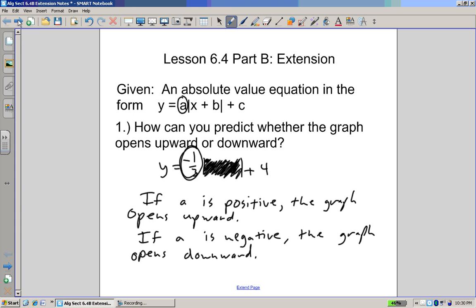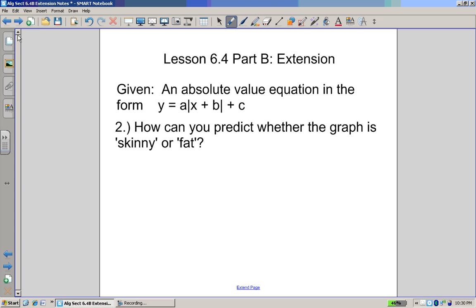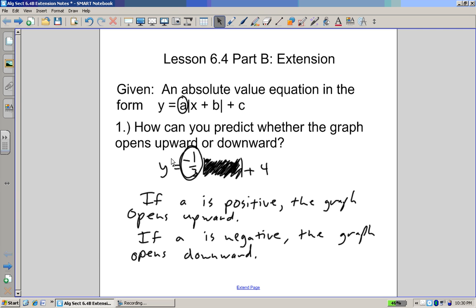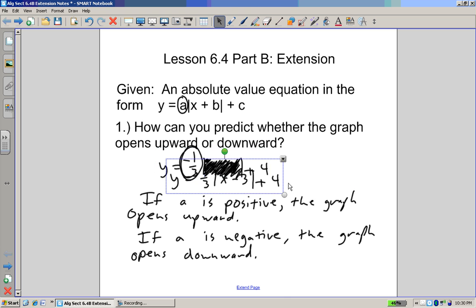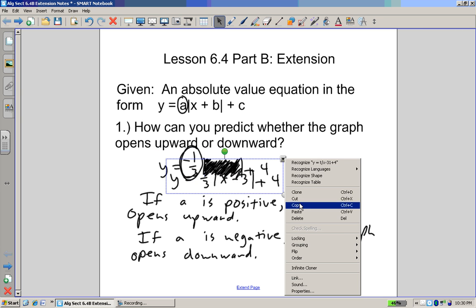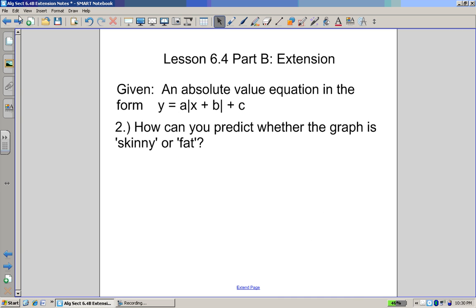All right, let's look at another one. How can you predict whether the graph is skinny or fat? I'm actually going to go back to this original one that we've looked at. Basically, y equals 1/3 absolute value of x minus 3 plus 4.